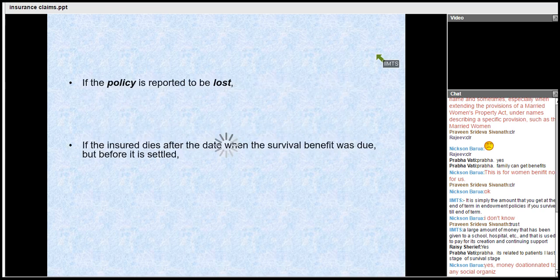Next one, what is the issue? Are you not able to follow it? If the policy is reported to be lost, what is MVP Act? What are the benefits of MVP Act? It is settled.